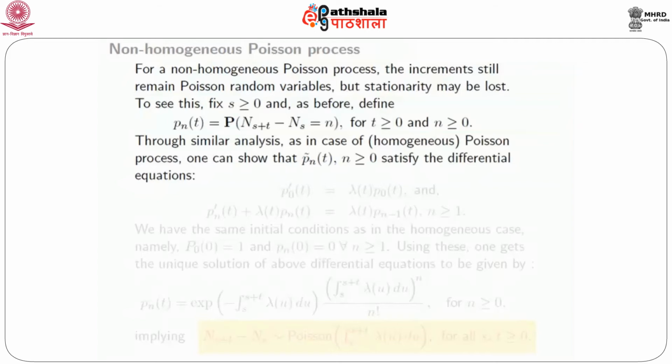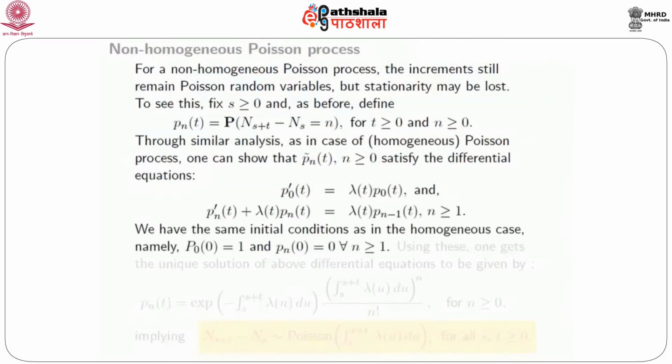So to see this, let's fix any s greater than or equal to 0, and as before define P_n(t) to be the probability that N(s+t) minus N(s) equals n. So I am looking at the increment over the time interval s to s+t and looking at the probability that that increment takes the value n and calling it P_n(t). We want to show that this is the probability mass function of an appropriate Poisson distribution. In our definition of non-homogeneous Poisson process, there was no distributional assumption. It was only those infinitesimal conditions.